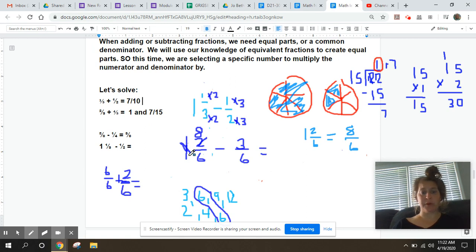And so in this case, we don't have a whole there to subtract another one. So now we have 8 minus 3, which is 5, and our denominator is still equal parts 6. And that would be your answer, 5/6.